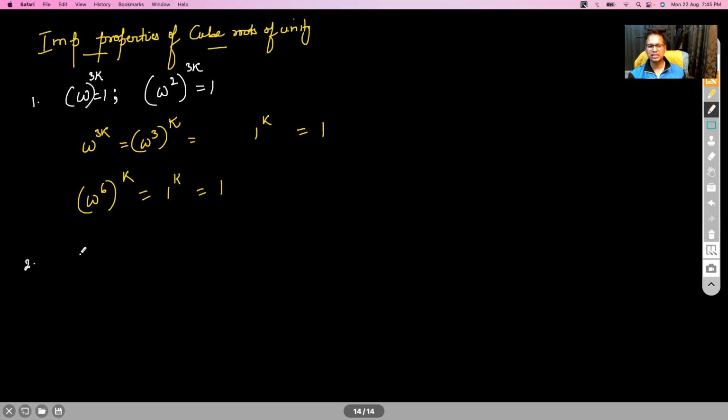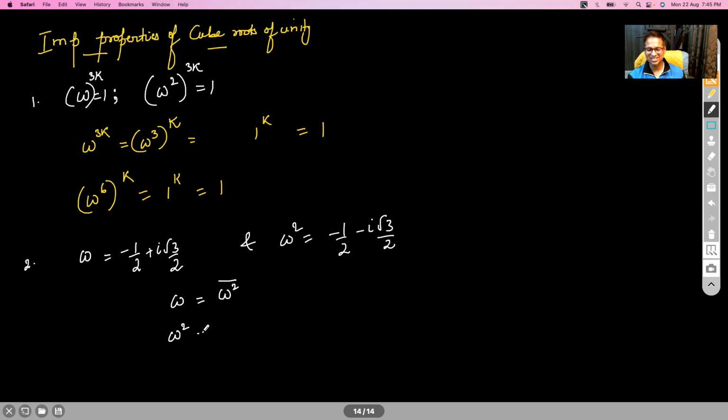Second important result is omega value is minus half plus I root 3 by 2, and omega square value is minus half minus I root 3 by 2. Can I say that they are conjugates of each other? Yes or no? Right? So note this down, that they are not only squares of one another. Omega square is a square of omega, but omega square is also a conjugate of omega.